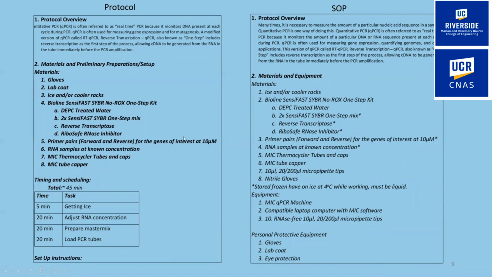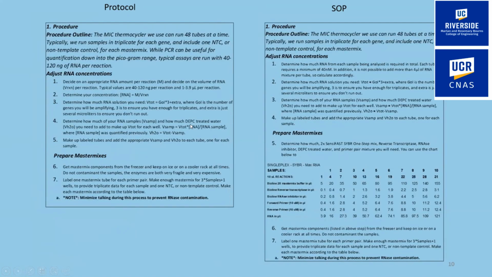So let's take a look at another page of this protocol that I have modified to meet these SOP guidelines and see a few other things here. A good SOP should have mixing of the reagents specified. And so here I've included the chart for mixing these reagents that you would use to perform qPCR according to how many samples you have. That was not there before, and I think that is very helpful.